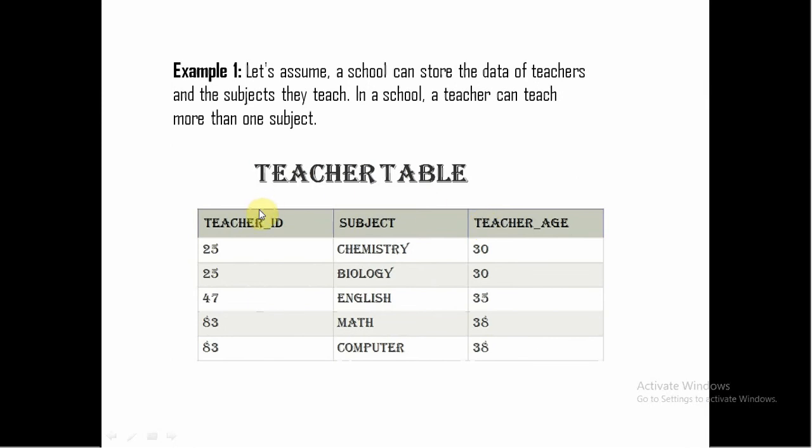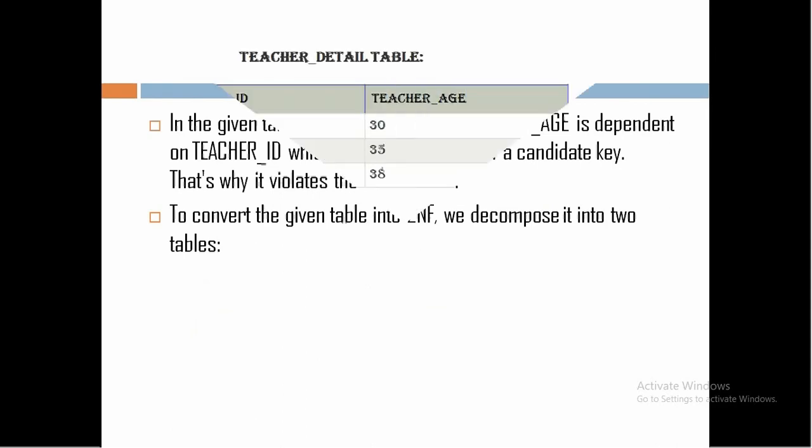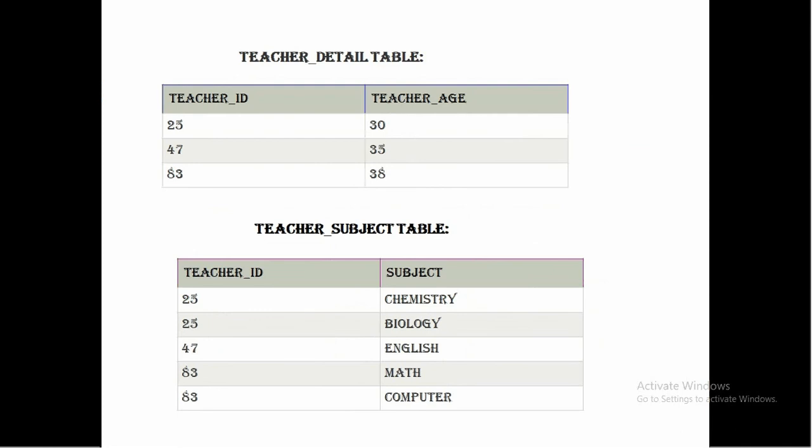teacher ID, which is a proper subset of the candidate key. That's why it violates the rule of 2NF. To convert the table into 2NF, we decompose the table into two tables. These are the teacher detail table and the teacher subject table. Here we have decomposed into two tables. The first table contains teacher ID and teacher age. And the other table, that is the teacher subject table, has teacher ID and subject.